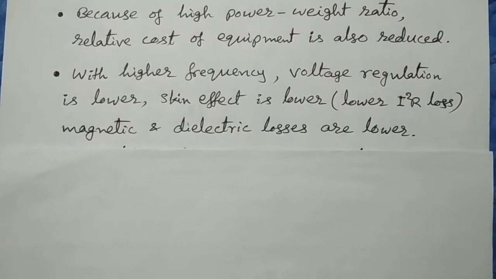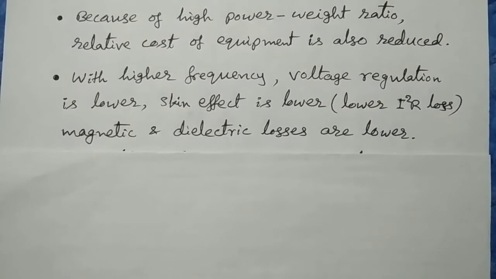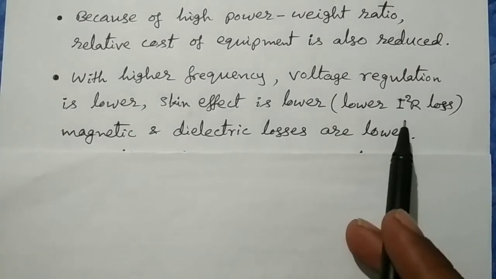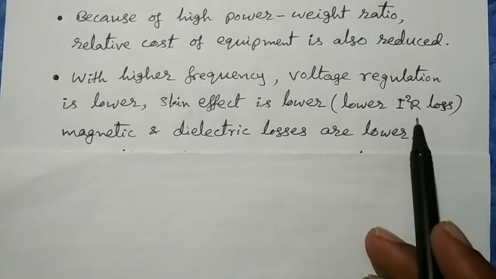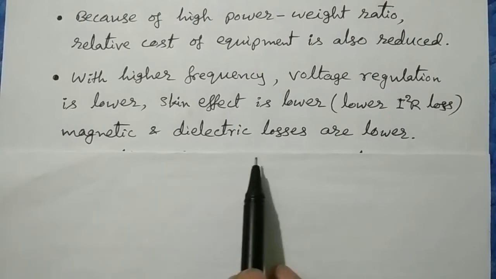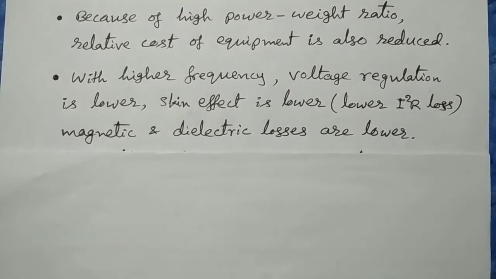Next, with higher frequency, the voltage regulation of the system will be lower. The skin effect will be lower. It corresponds to ohmic loss, also mentioned as I²R loss. And similarly, the magnetic and dielectric losses will also be reduced. That means for higher frequencies, the losses are basically reduced.